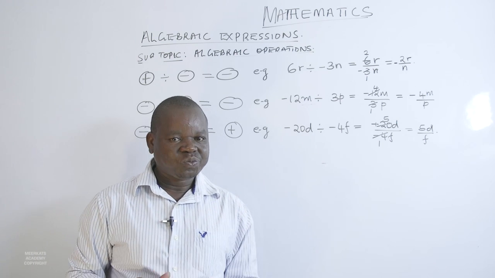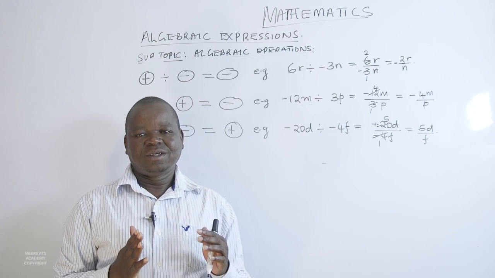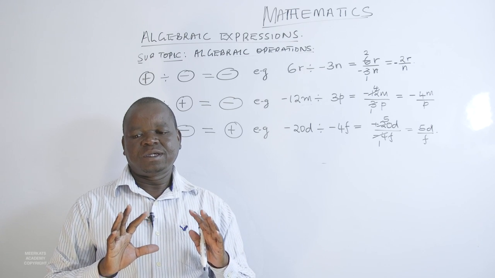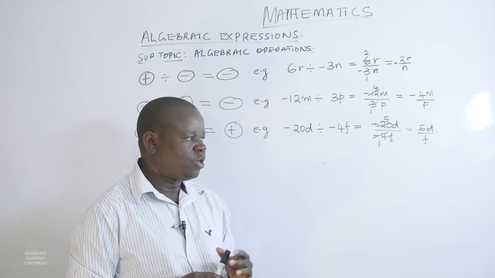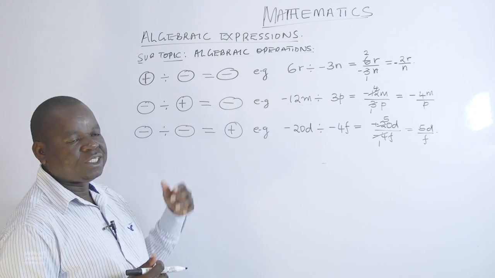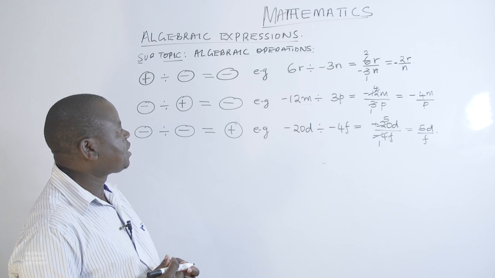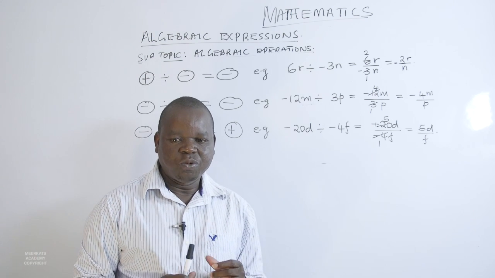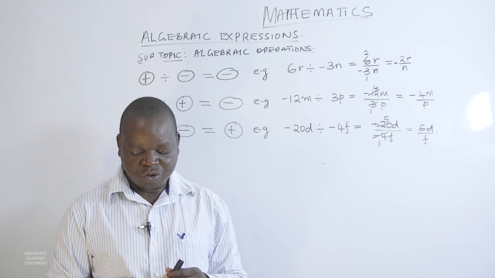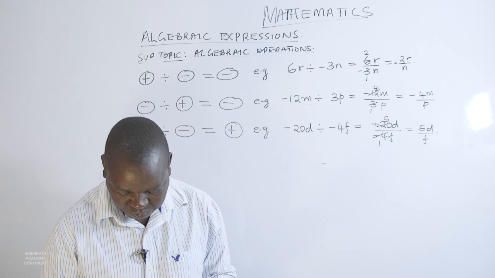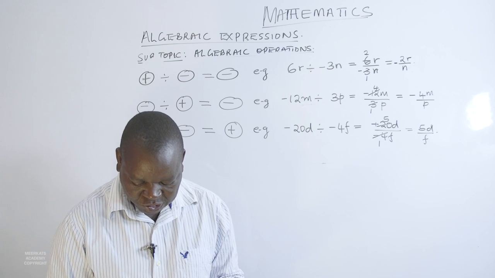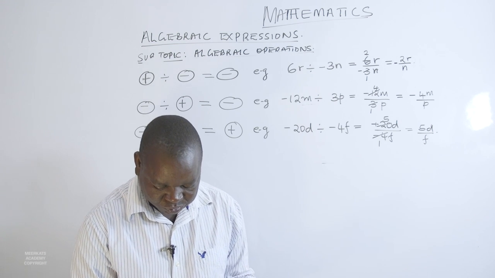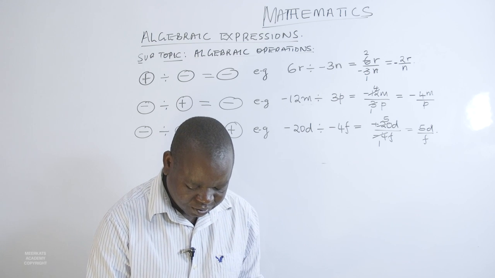So with that, we are now ready. We have now developed a roadmap for algebraic simplification, because once we have understood how to operate on our algebraic signs, then we can be able to simplify any form of algebraic expression. Let's look at examples on the same.